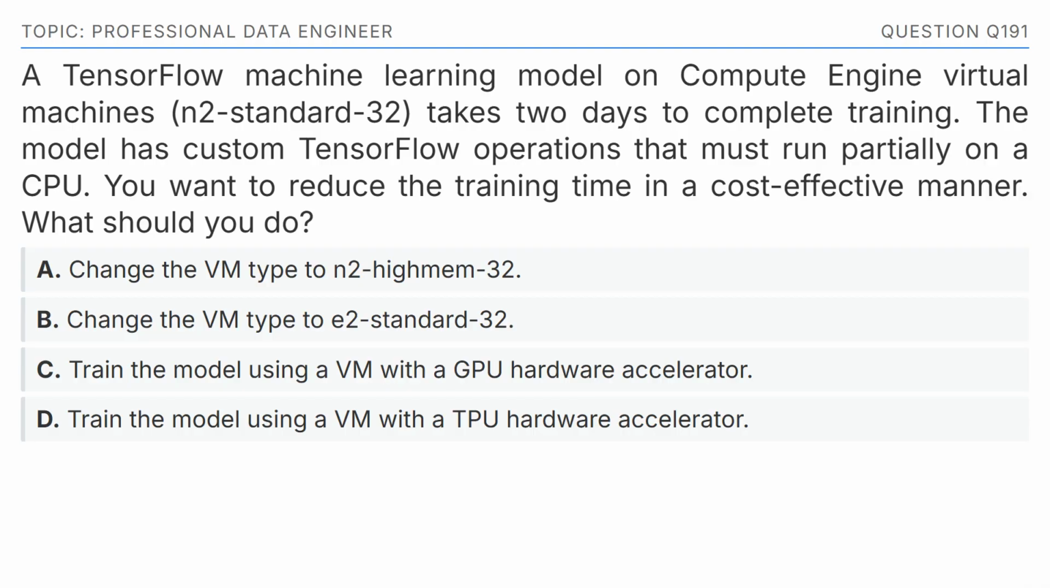Option B, change the VM type to E2 Standard 32. Option C, train the model using a VM with a GPU hardware accelerator. Option D, train the model using a VM with a TPU hardware accelerator.